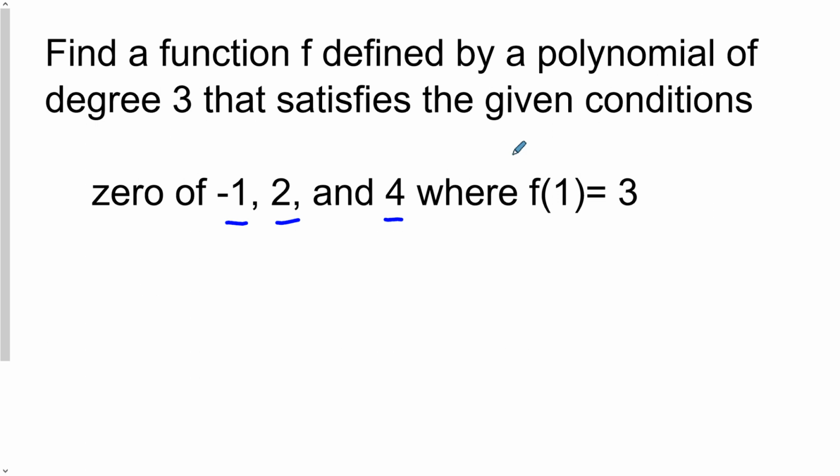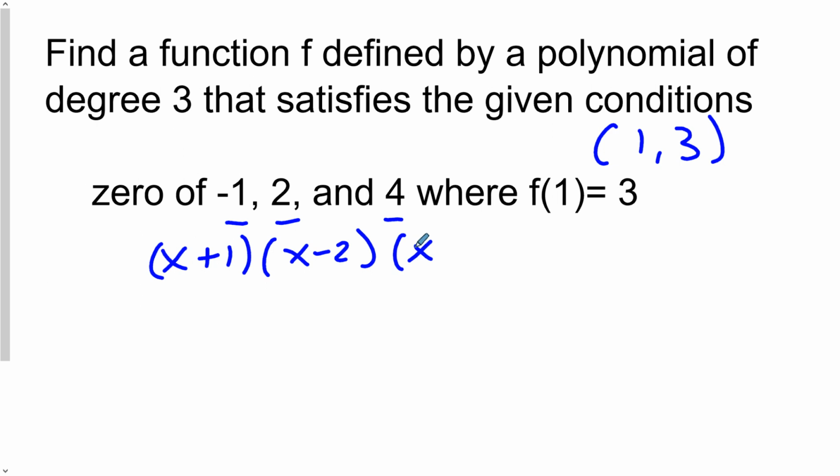That means on this function I have a point (1, 3), and we're going to use that at the end to solve for our a, our lead coefficient. So we use our factor theorem too. We go in reverse, right? If these are zeros, that means the opposites are factors. So x plus 1 is a factor, x minus 2 is a factor, and x minus 4 is a factor.